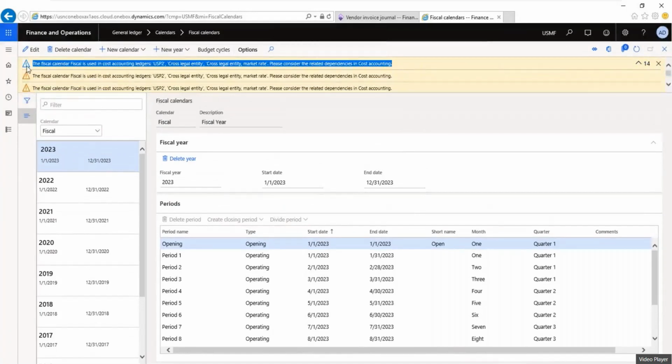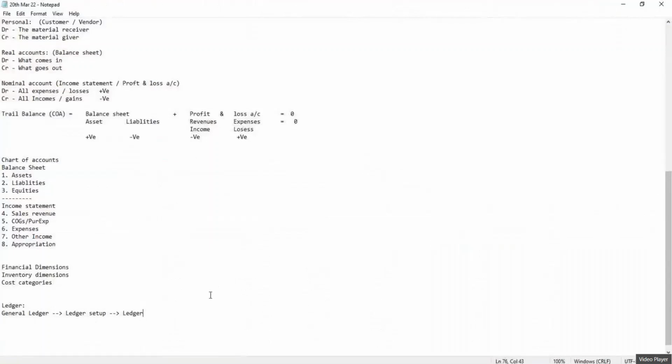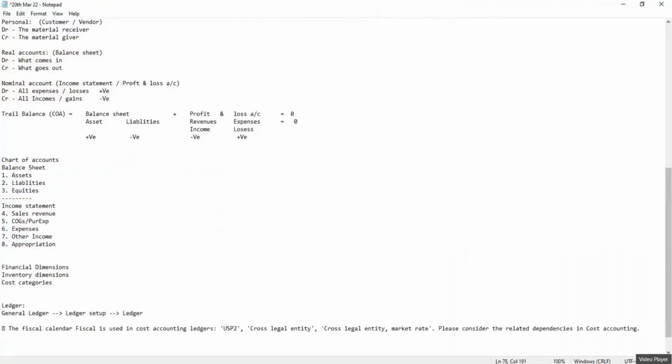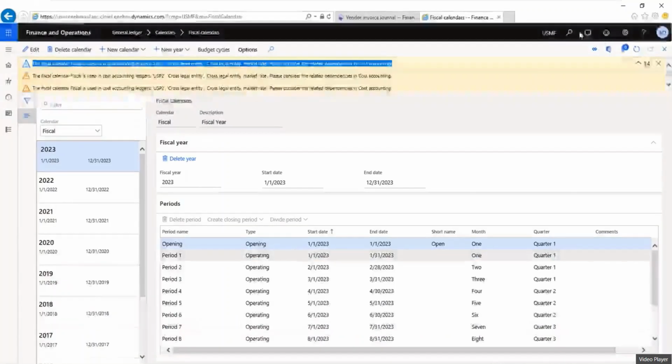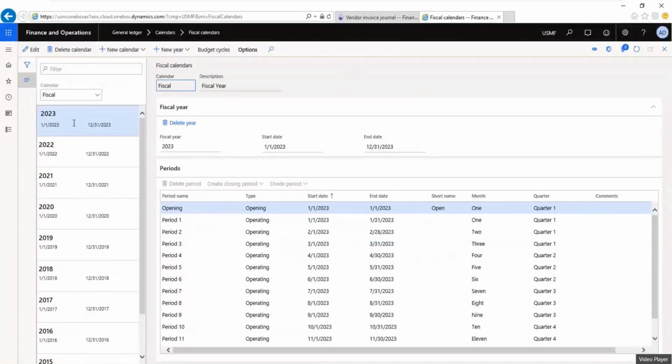Let me write this down. This is actually for my purpose. I'm just copy pasting. This is not required for you. What is this USPT and what is this? We'll discuss later. Leave it. Don't worry about that one. It is a warning, but it is created.